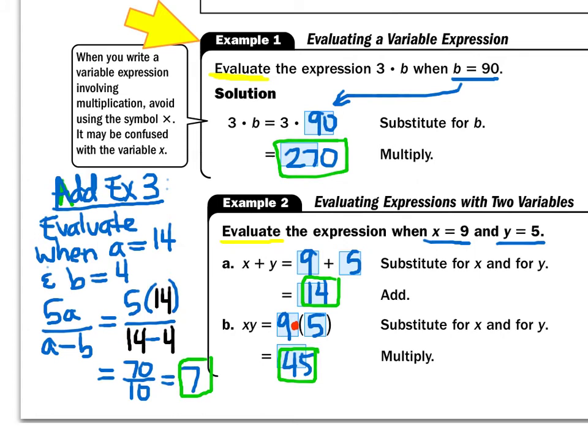And then in a complex fraction like this, we want to always simplify the numerator first. 5 times 14 is 70. And then simplify the denominator second. 14 minus 4 is 10. And the last thing we do is divide. 70 divided by 10 gives us our final answer of 7.